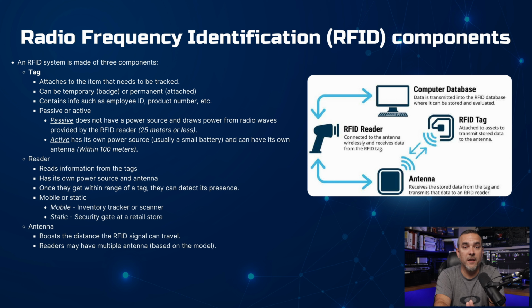The reader, as you might have guessed, reads information from the tags. It has its own power source and antenna, and can detect the presence of tags once they come within range. Readers can be mobile, used as inventory trackers or scanners, and they can also be static, such as those found in security gates at retail stores. The antenna boosts the distance the RFID signal can travel, and some readers may have multiple antennas depending on the model.